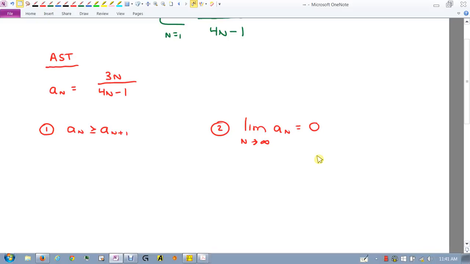I'm going to do the second one first because we're going to see something happen here. What is that limit? Three-fourths? Because you get infinity over infinity. So you do L'Hopital once, you get 3/4. That is not equal to 0, right? That is not equal to 0.